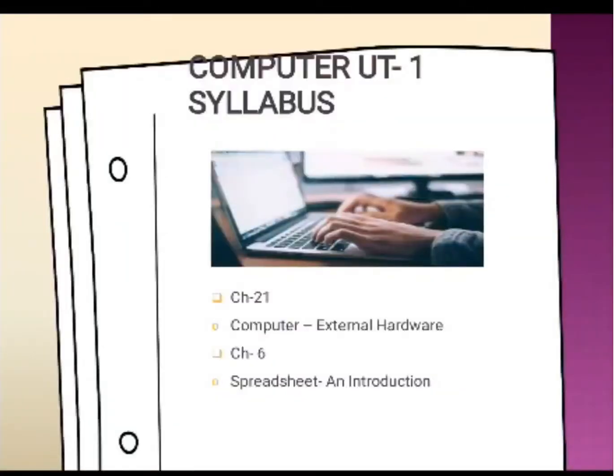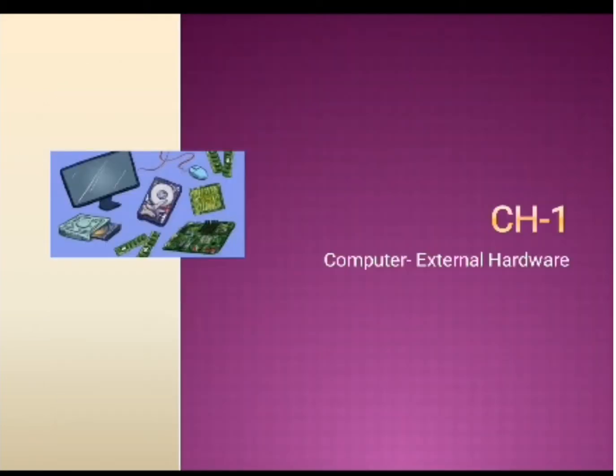In this video, first we will discuss the UT syllabus. This time we have two chapters in your UT. Chapter number 2, computer external hardware. Chapter number 6, spreadsheet and introduction. In this video, we will discuss chapter number 1, computer external hardware.